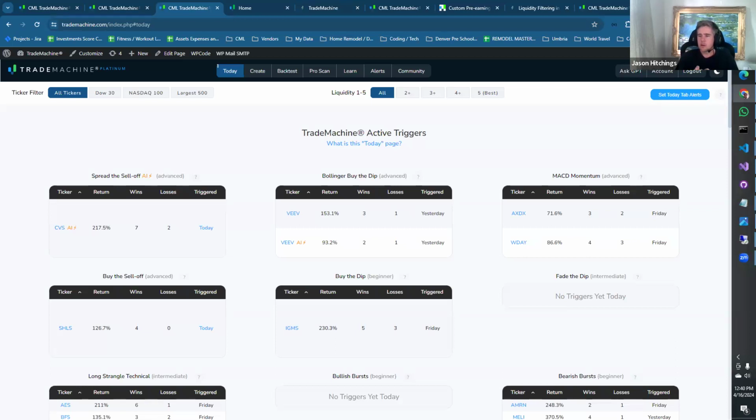How many portfolios can a premium member create? There's not a limit on the number of portfolios. For premium platinum members, you can have 200 stocks in an individual portfolio. For normal members, it's 100.